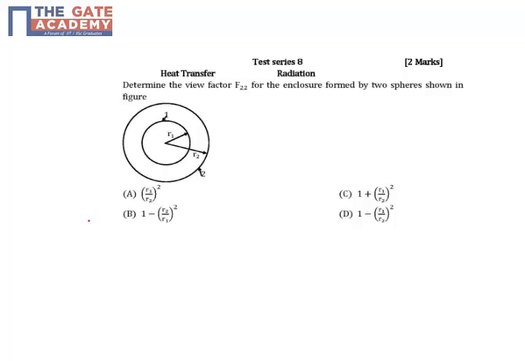Let's discuss a question on heat transfer. This is from radiation. So you have two spheres, concentric spheres. One sphere, the first sphere, is inside the second sphere. Okay, and we need to find out the view factor F22.